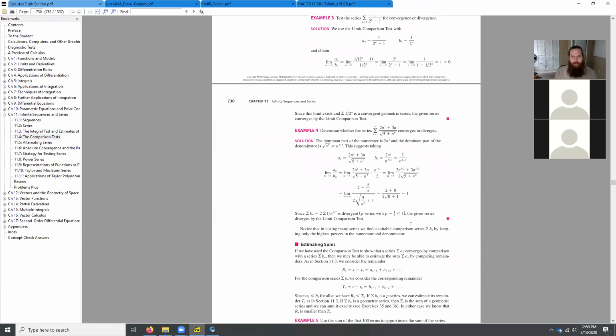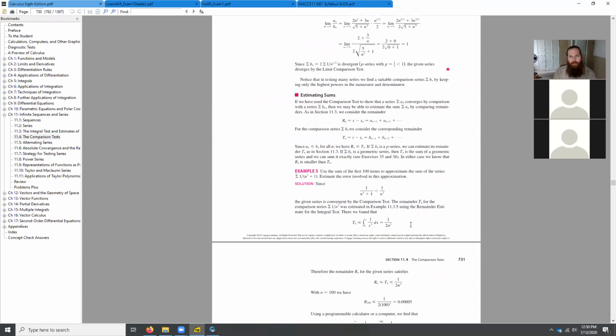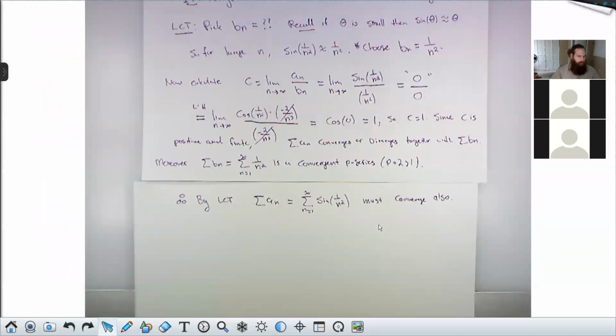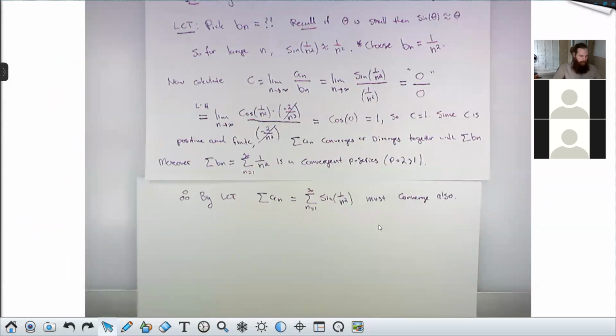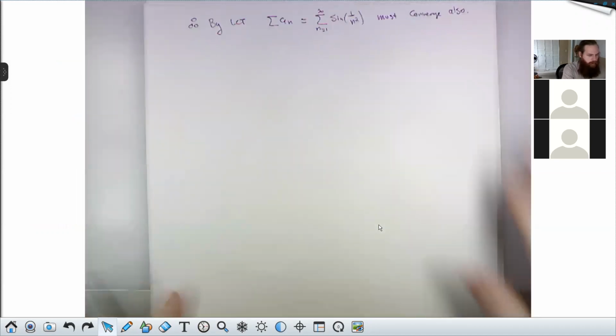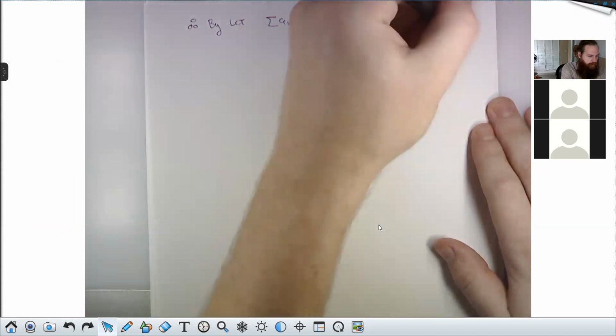So that's the limit comparison test. There's some examples we did. Estimation, we're not going to mess with that. Oh yeah, this is a favorite of mine. So, decimal numbers.